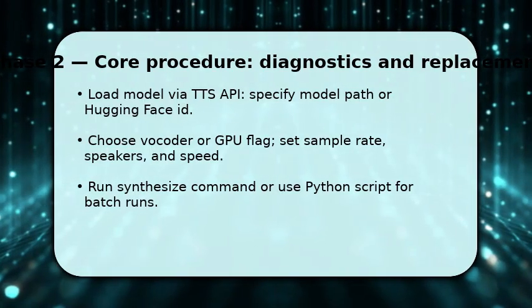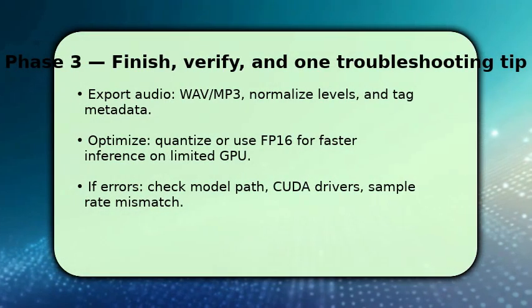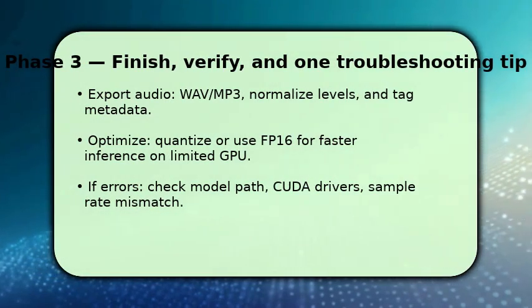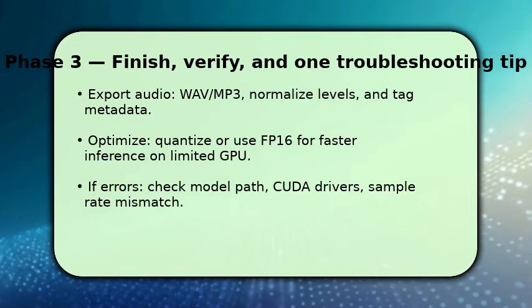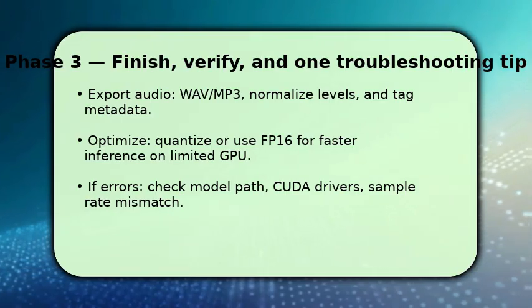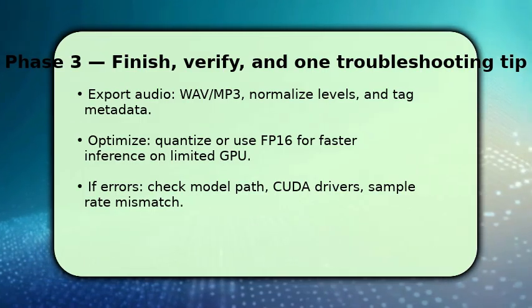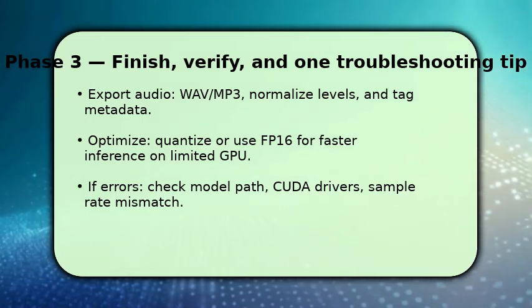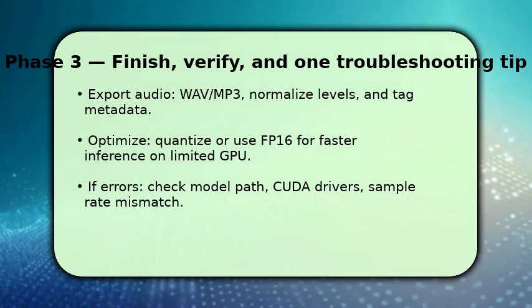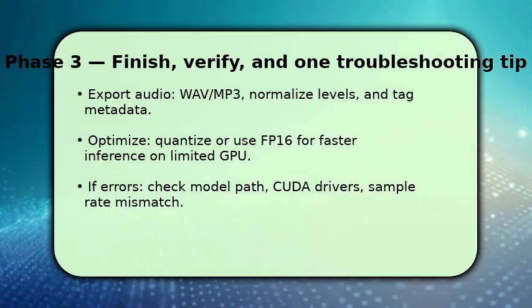To finish, export and validate your audio files. Choose WAV for raw quality or MP3 for size, normalize levels, and embed metadata so files are traceable. If performance matters, optimize by enabling FP16 or model quantization to reduce memory and increase throughput. This trades some fidelity for speed.